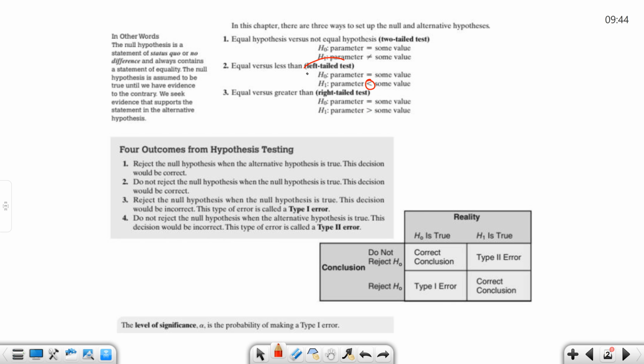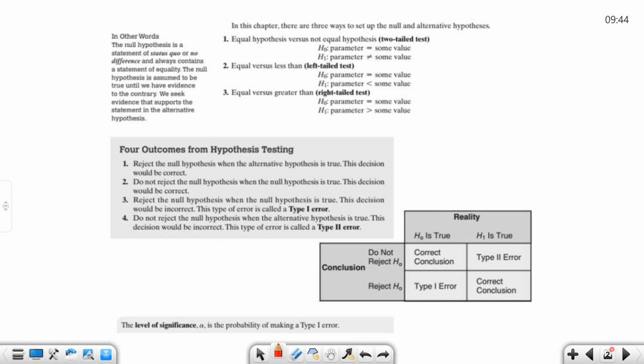For less than, we call that left-tailed, okay? For not equal to is two-tailed. For less than is left-tailed, because if you talk about a number line, numbers that are left of something are less than something else. And then, of course, if we talk about greater than, then that's what we call a right-tailed test, okay?